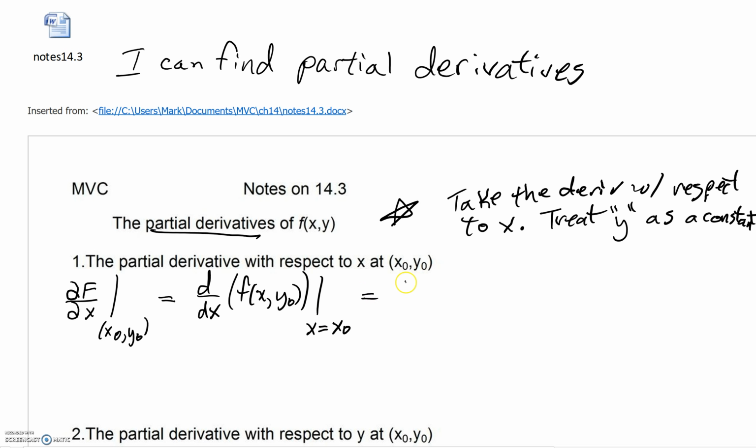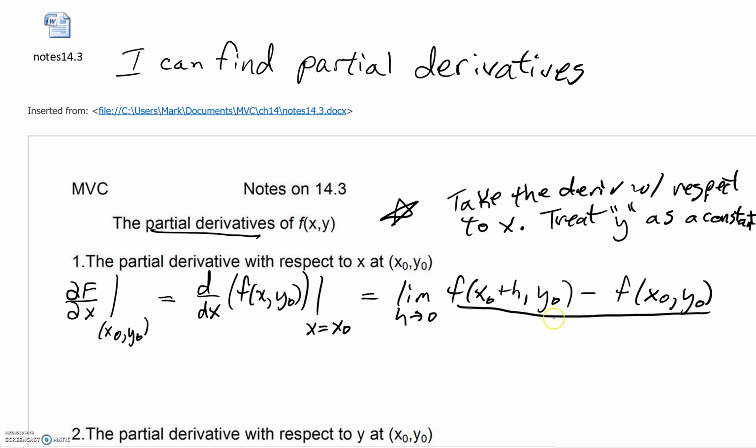And then we could say, let's go ahead and let x equal some individual x value. Could we even come up with a limit definition? Yeah, we could. We could say the limit as h goes to 0 of f of x naught plus h comma y naught, minus f of x naught comma y naught, all over h. What's the name of the game? In all of these scenarios, y is thought of as just an ordinary constant, a number like 7, something like that.